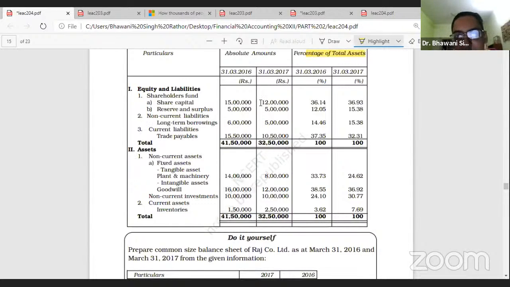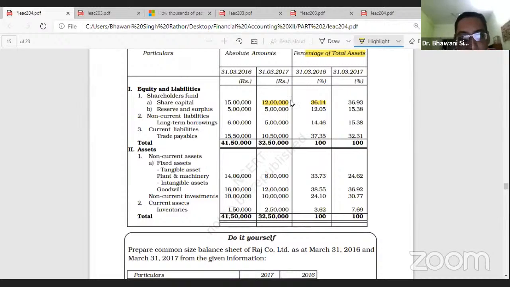So for example, you have 12 lakh, you have 15 lakh. So you divide 12 lakh by total assets, that is 32 lakh 50,000. So that is your 36.93 percentage. When you divide 15 lakh by 41 lakh 50,000, you get 36.14 percentage. So in this fashion, you can find out for different items how much is the percentage in comparison to the total assets.